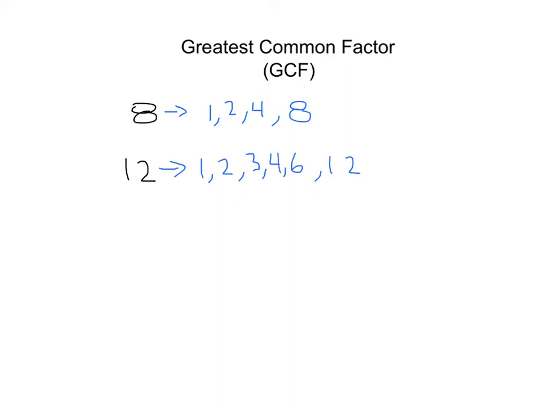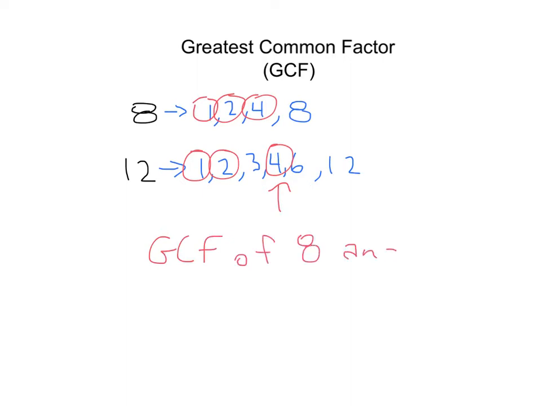So now what I can do is look at the factors that they have in common. For example, they both have 1 as a common factor, 2, and then also 4. And by looking at these, I can find the greatest, that is 4. So I could say that the GCF of 8 and 12 is 4. 4 is the largest number that will go in evenly into 8 and also into 12.